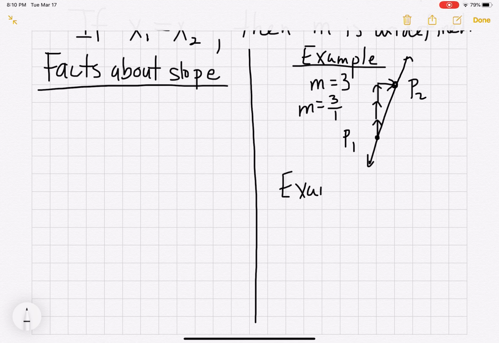So another example. Let's look at when m is equal to, let's say, 1/3.